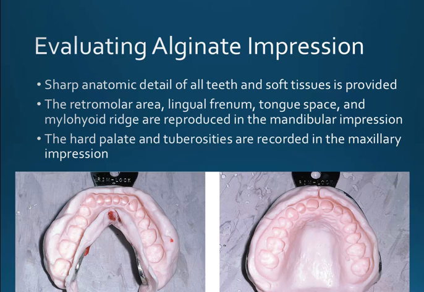You'll also want to look for the surrounding structures. Again, that's why we did that review in the very beginning. We want to notice the retromolar area in our impression. We want to notice the lingual frenum, the tongue space in this mandibular impression. We want to see part of that mylohyoid ridge. Now, when it comes to the maxillary, we definitely need to see all of the palatal area. So we want to see that whole palate and the tuberosity. So all of that needs to be recorded in these alginate impressions. Very important.